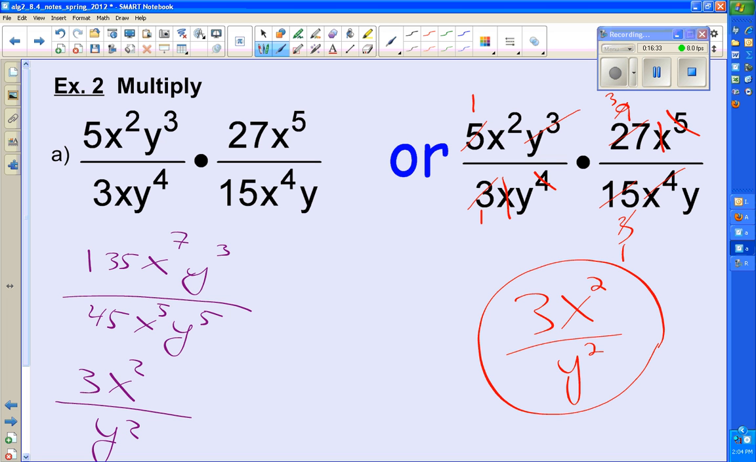How did you cancel the x to the 5th? I canceled it with x to the 4th. That leaves you with an x on the top. So would it be an x to the 1st, which I canceled with this x, which gives you no x, leaving you with x squared on the top.